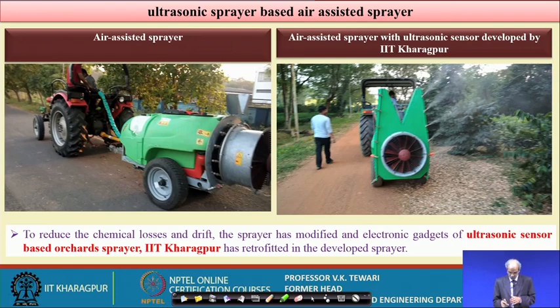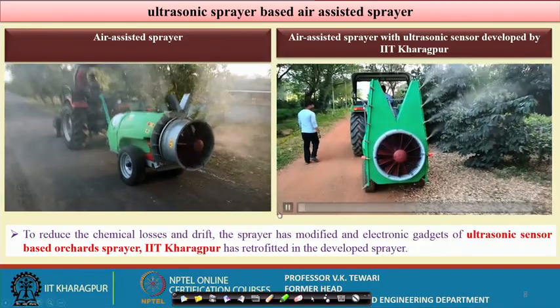Using the ultrasonic sensor developed at IIT Kharagpur, this is what we call retrofitting, because the sprayer is available in the market, we purchased it, and then we fitted our system into it. So, you can see the operation. On one side we have the air assisted sprayer which is not connected with our system, and on the other side the one connected with the ultrasonic sensor. You see the operation, and then you will be able to appreciate that the system is really working well.